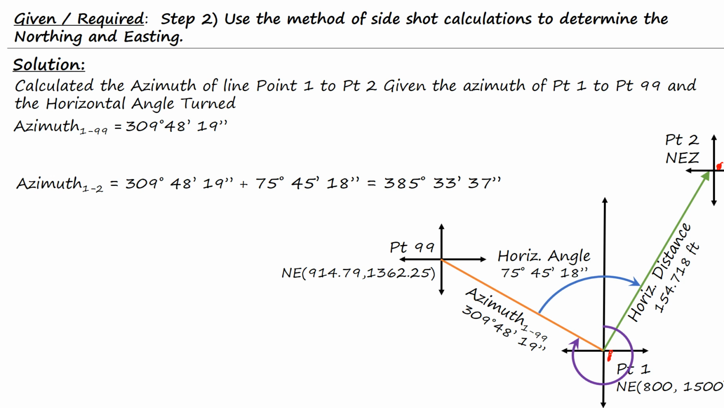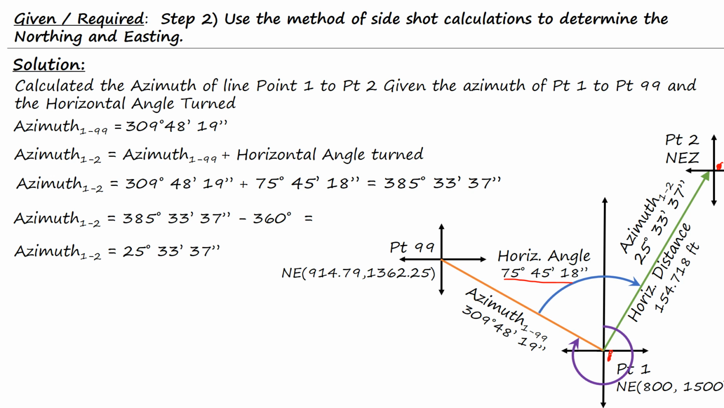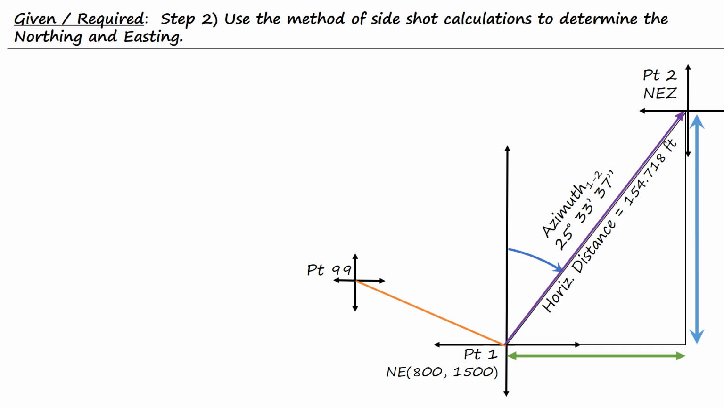Now, to get the azimuth to point 2, all we have to do is add the horizontal angle we actually turned out in the field, the angle to the right. It is 385 degrees, 33 minutes, and 37 seconds. But we know we can't go more than 360 degrees, so we're going to subtract out 360 degrees. That means the azimuth angle is 25 degrees, 33 minutes, and 37 seconds. Okay? So that is this angle here in red, going from the 0 line out.